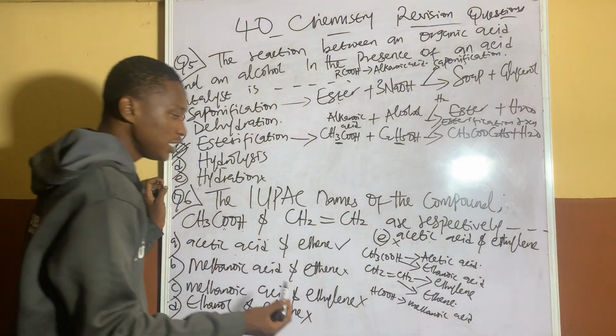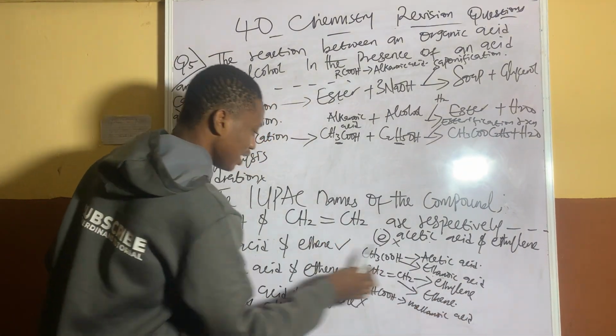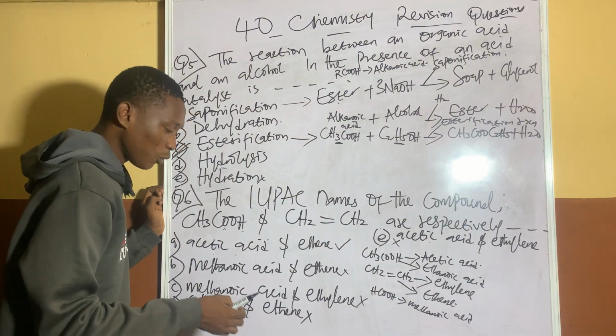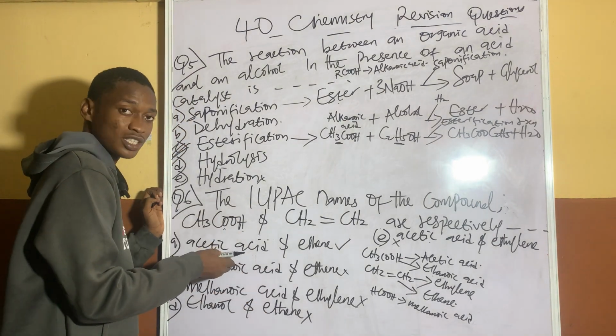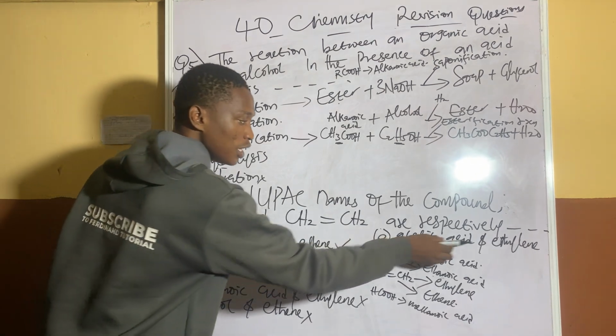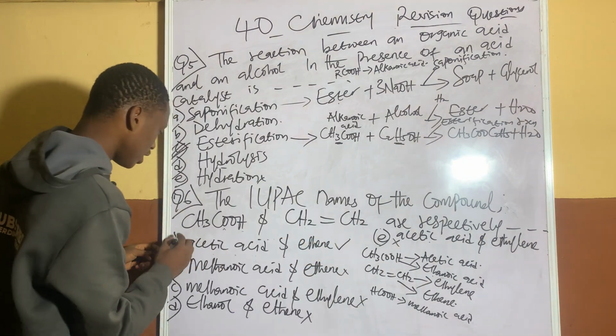Had it been we had ethanoic acid and ethene, we would choose that, because acetic acid is the common name. But since there is no ethanoic acid here, we only saw acetic acid, so we'll go with a common name and an IUPAC name as opposed to two common names. So that is why we'll go with A. A is the answer.